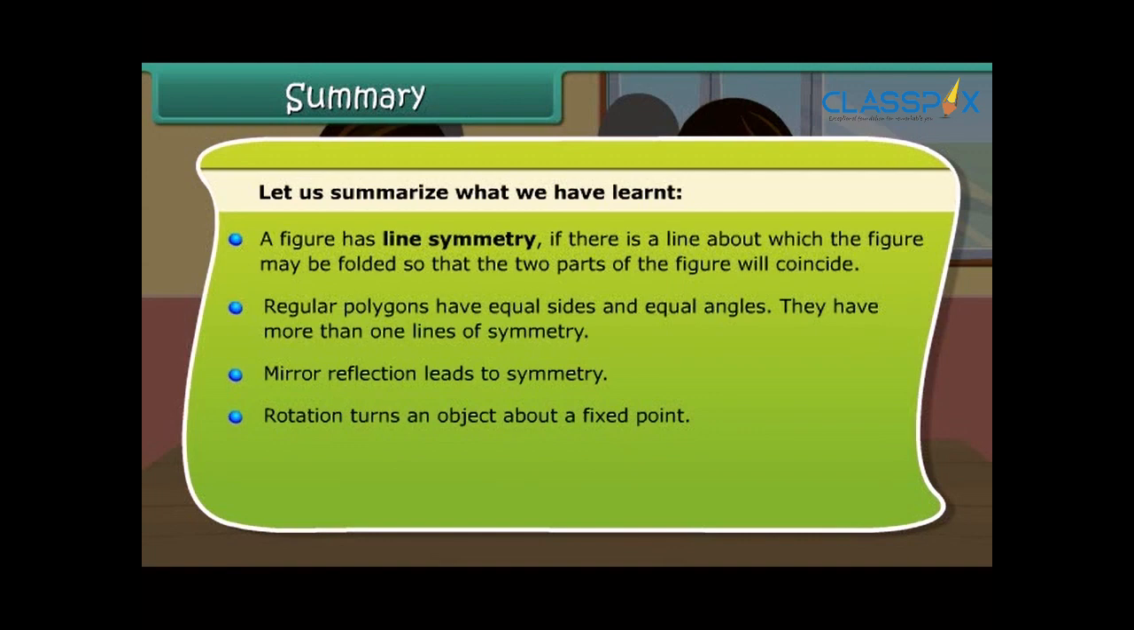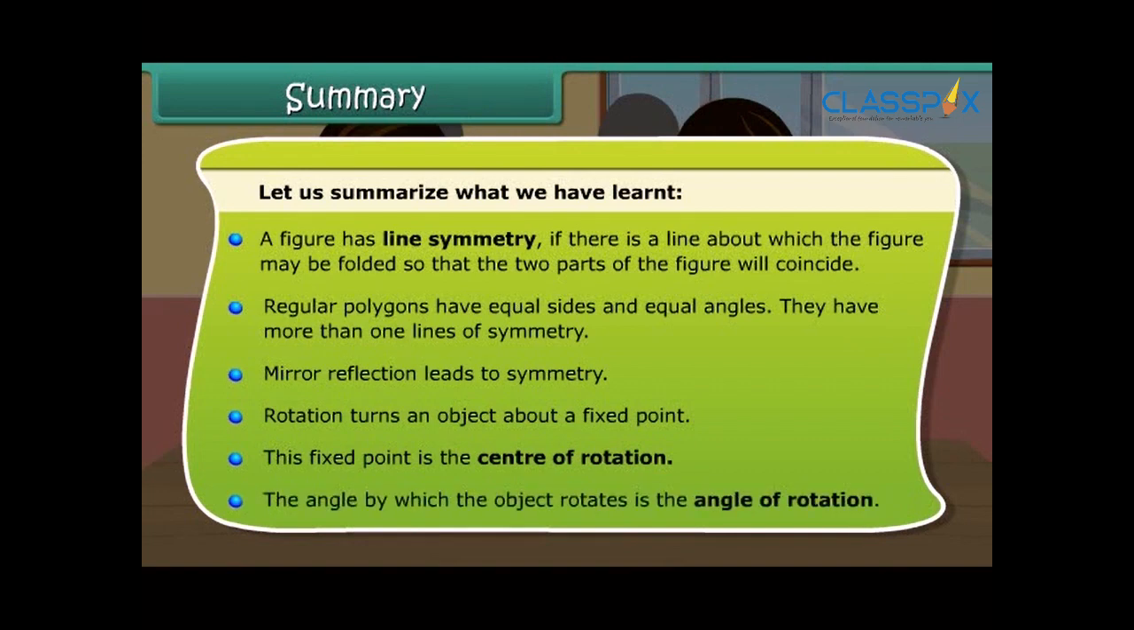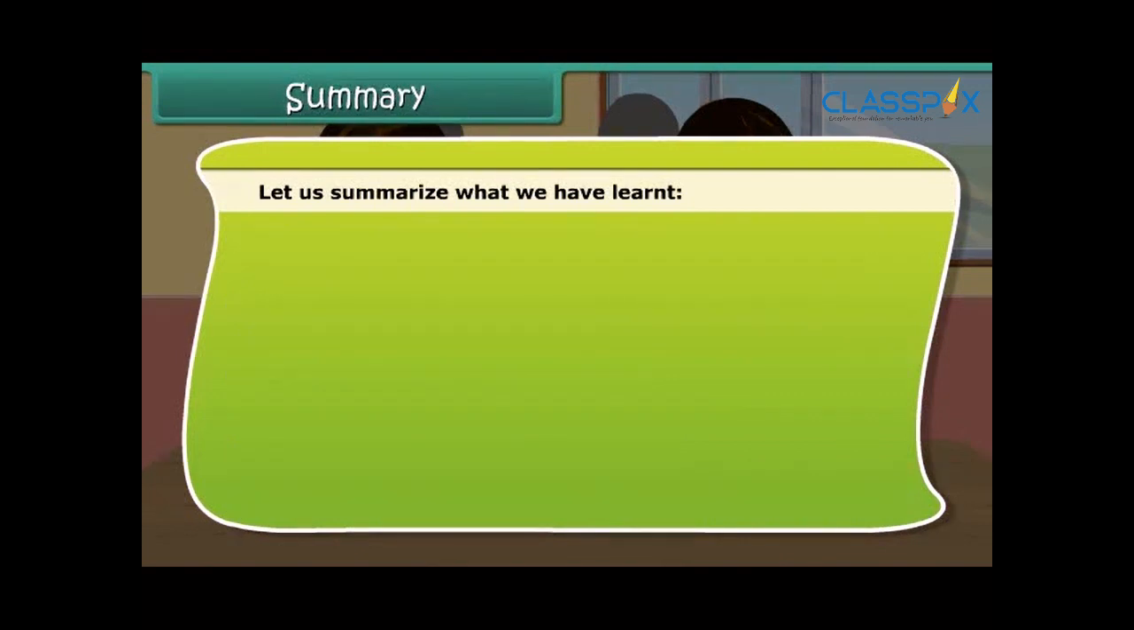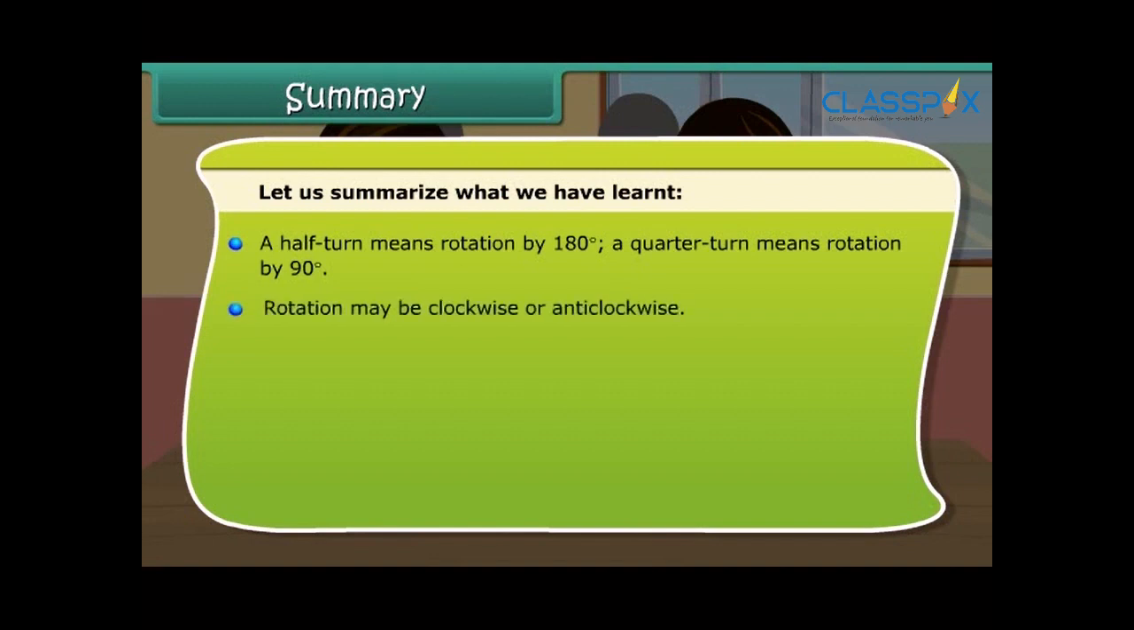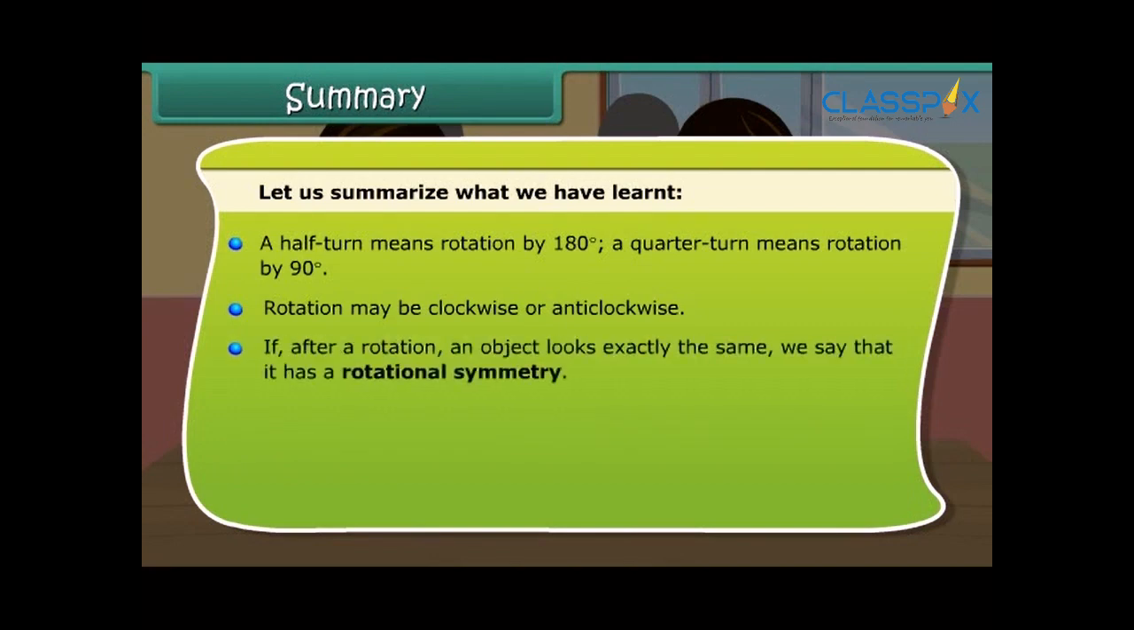Rotation turns an object about a fixed point. This fixed point is the center of rotation. The angle by which the object rotates is the angle of rotation. A half turn means rotation by 180 degrees. A quarter turn means rotation by 90 degrees. Rotation may be clockwise or anti-clockwise. If after a rotation, an object looks exactly the same, we say that it has a rotational symmetry.